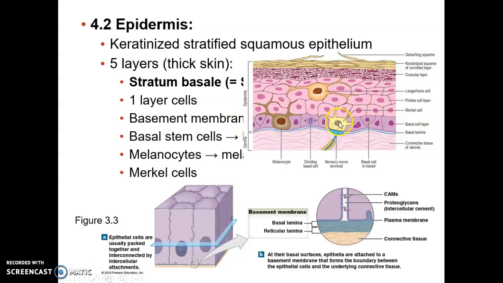There are melanocytes, Merkel cells, and then all the other cells are the basal stem cells that, when they divide, this one's undergoing mitosis, they replace themselves, and one of the daughter cells gets pushed out and becomes a keratinocyte and enters into the next layer of the epidermis.